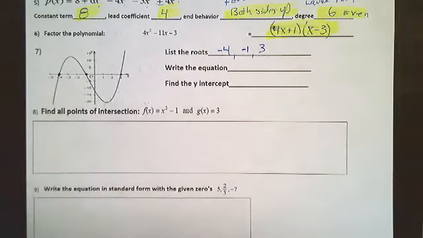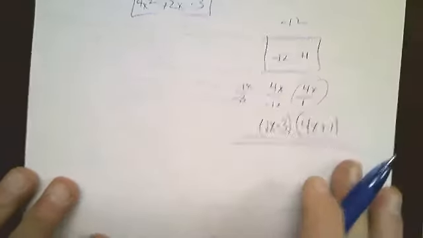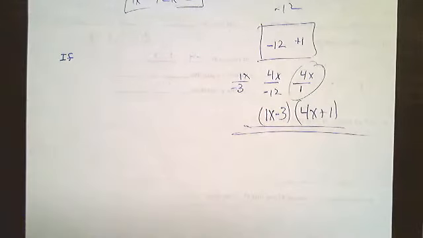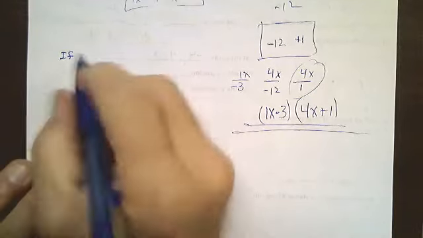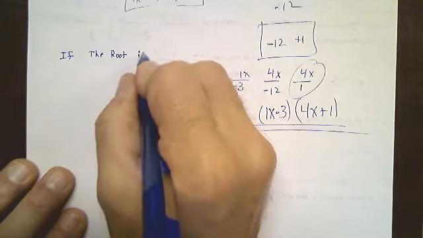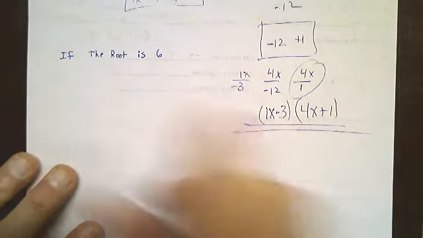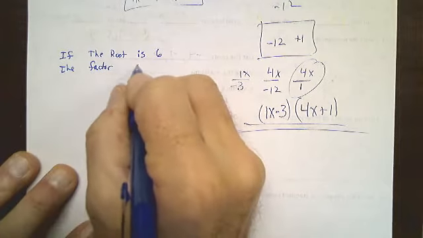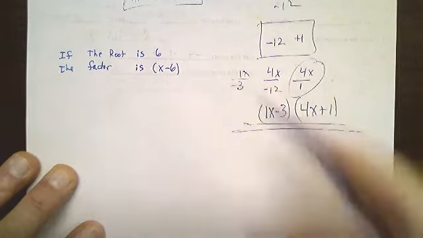Now I need an equation. So to write the equation, you need factors. Look. Flip it over. These are little self notes, things to help you out. If the root is 6, the factor is x minus 6.